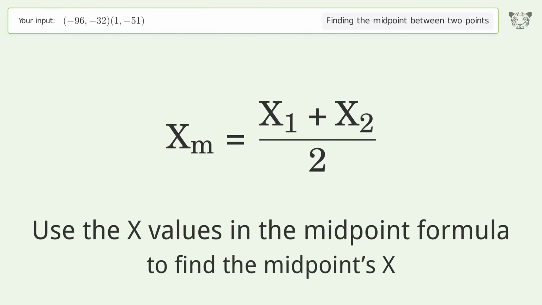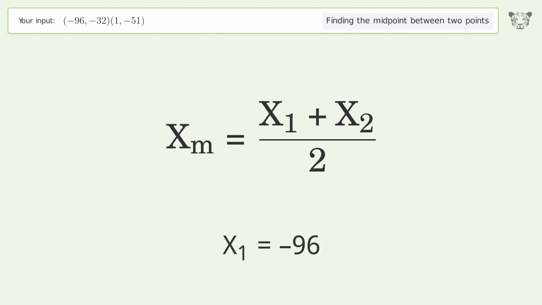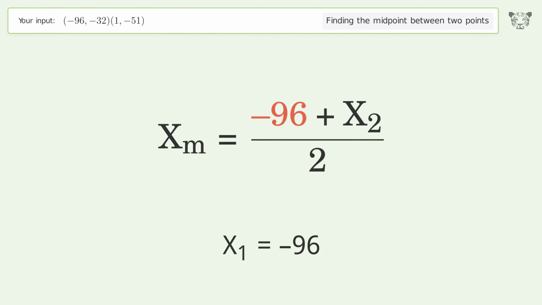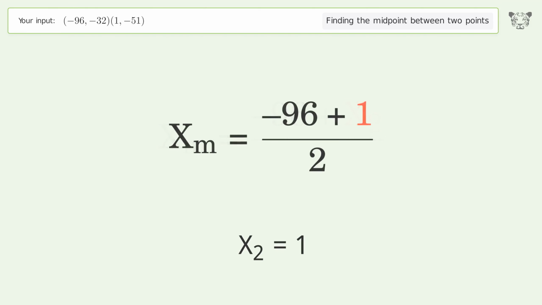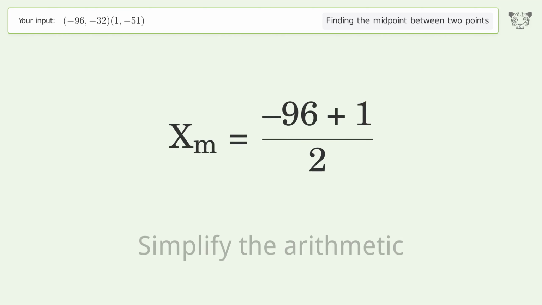Use the x values in the midpoint formula to find the midpoints x. x1 equals -96. x2 equals 1. Simplify the arithmetic.